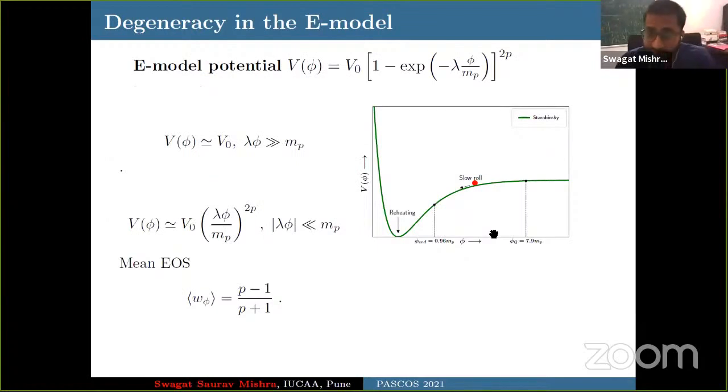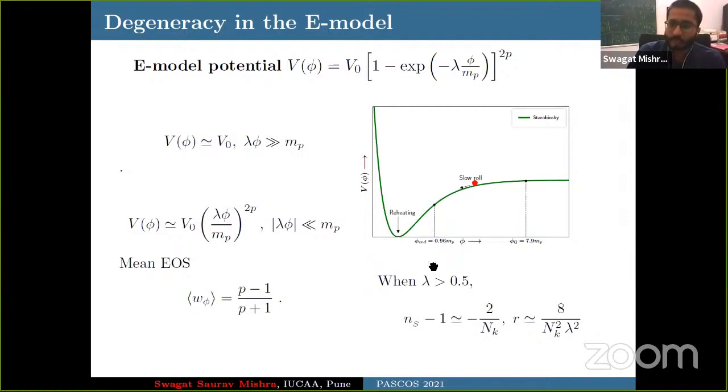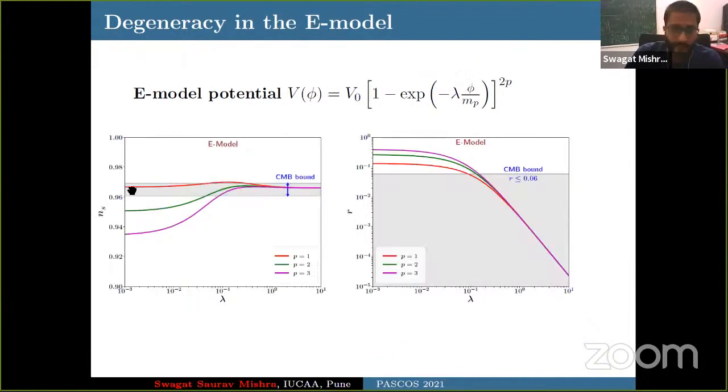Exactly similar degeneracy exists in the E model of alpha attractor, which is an exponential model. If you take lambda equal to 2 by root 6 and p equal to 1, you get the Starobinsky type potential. In the E model also, for lambda greater than 0.5, you get n_s and r predictions which are independent of p. So you have a degeneracy there, which is also shown in a similar diagram here. So wherever observationally allowed regions are, you have degeneracies there.